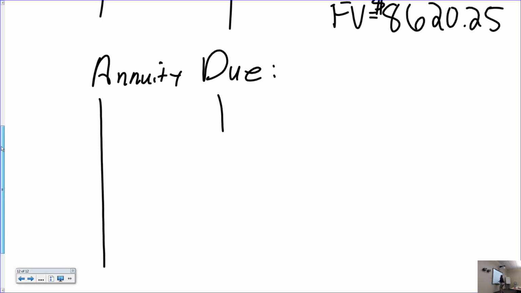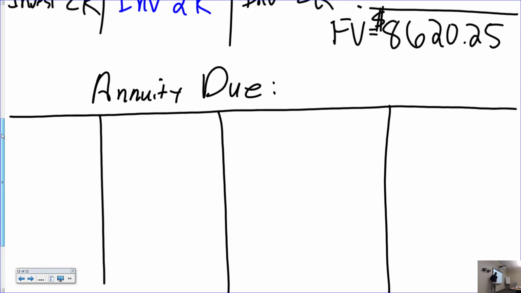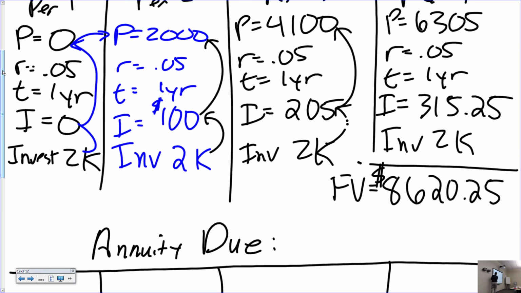Same investment, except now we're investing at the beginning instead of the end. Okay? I'm going to do this just so that you can see and to be safe. Note where I wrote the investment portion. Where did I write it? At the bottom, because I was always investing at the end.